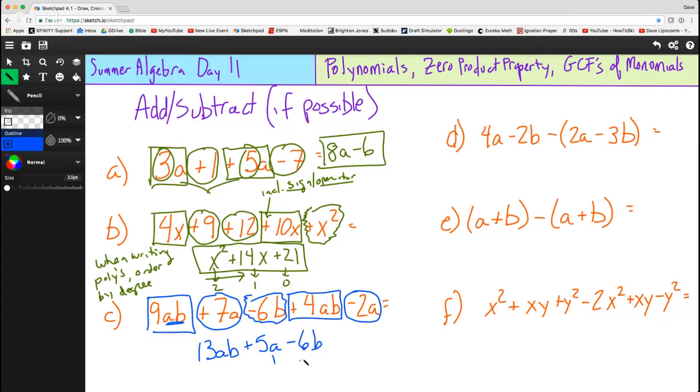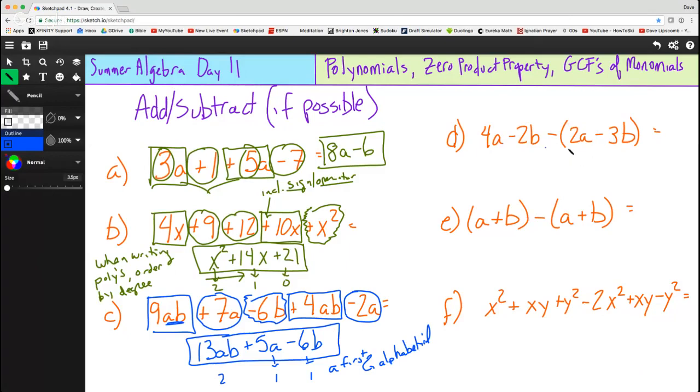Now these both have a degree of 1. This has a degree of 2. That's why I ordered them like this. And I put my A first, alphabetical. Right, A is alphabetically before B. All right.